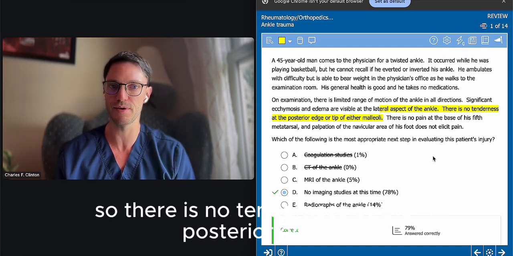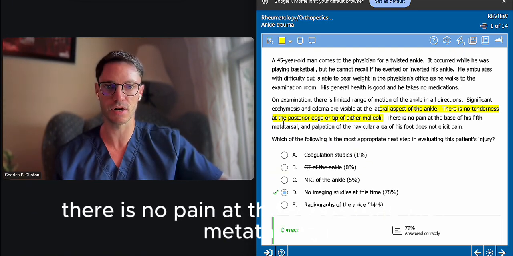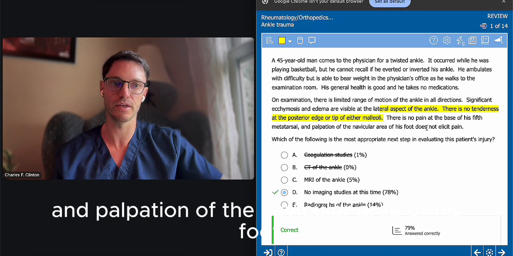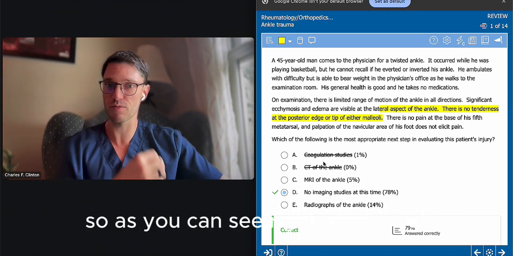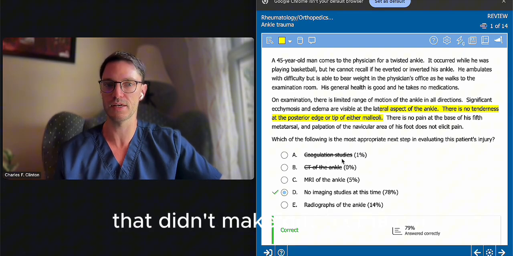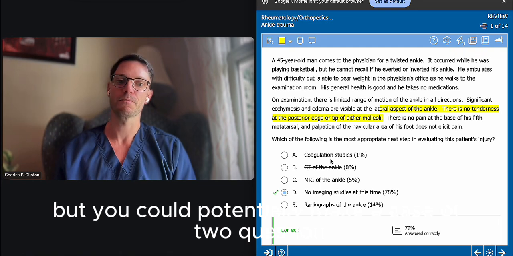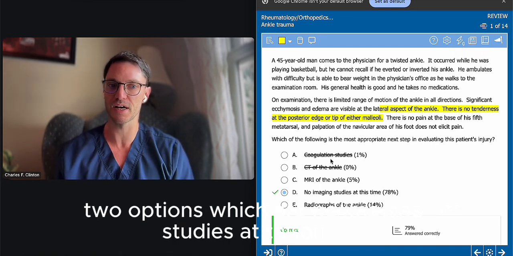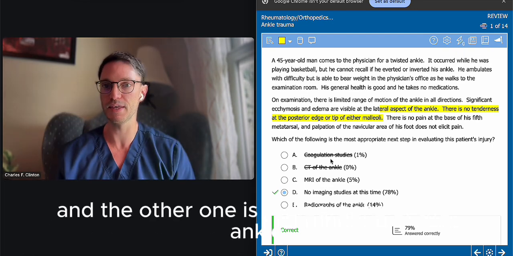So there is no tenderness at the posterior edge or tip of either malleoli. There is no pain at the base of the fifth metatarsal, and palpation of the navicular area of his foot does not elicit pain. Which of the following is the most appropriate next step evaluating this patient's injury? So as you can see right off the bat, I was able to rule out things that didn't make much sense. Coagulation studies, no. CT of the ankle, no. But you could potentially make a case of two options, which are no imaging studies at this time. Okay, you got a potential runner up there, and the other one is radiographs of the ankle.